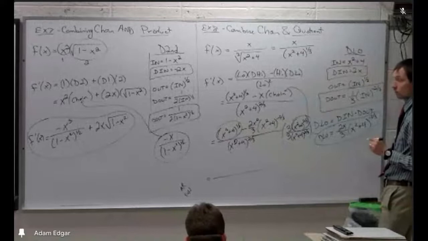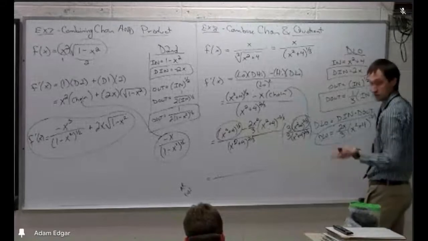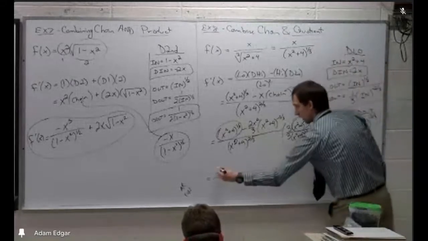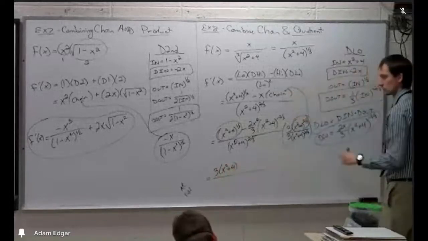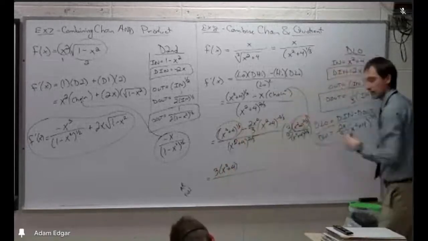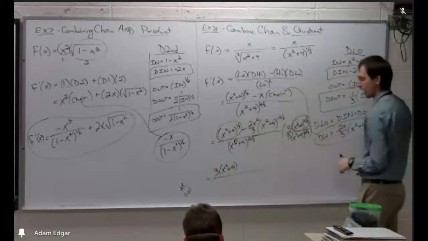So what would we do to the exponents? Add them. What's 1/3 plus 2/3? 1. So this is just x squared plus 4, and we have a 3 in front of it. So 3 quantity x squared plus 4. So these multiply, add the exponents. It's 1. So it's just x squared plus 4 to the 1. Who's the exponent? And the 3 comes along for the ride. 3.